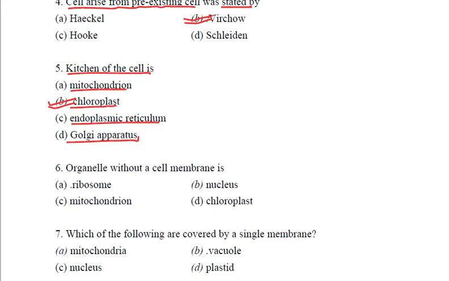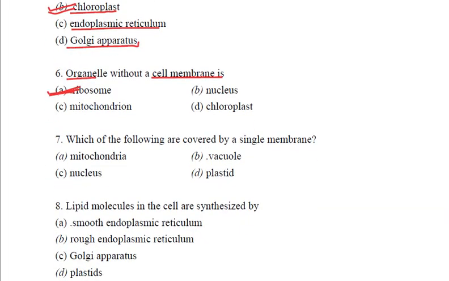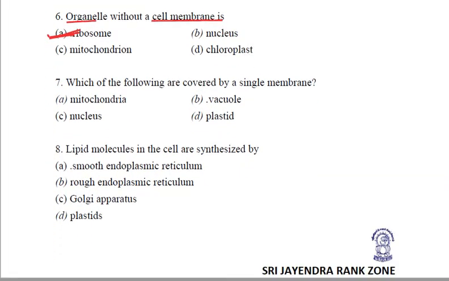Sixth question. Organelle without a cell membrane is... This is ribosomes. Ribosomes do not have a cell membrane around them. Mitochondria have double membrane. Nucleus has a membrane, nuclear membrane. Chloroplast have membrane. It is the ribosomes which are without cell membranes. So the correct option that we are going to mark for this question is A, that is ribosomes.